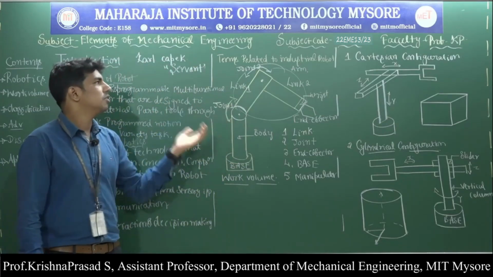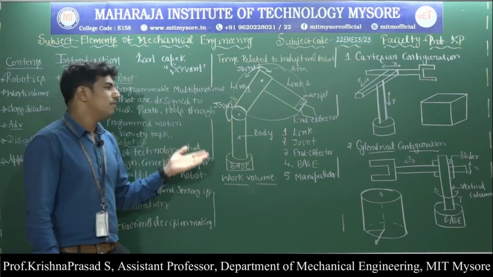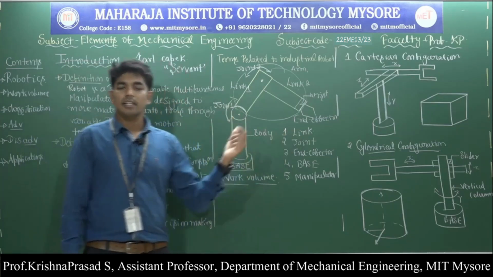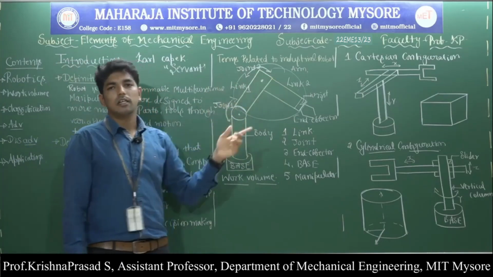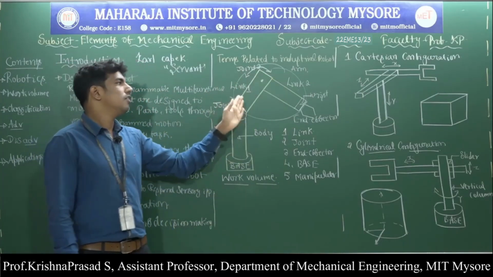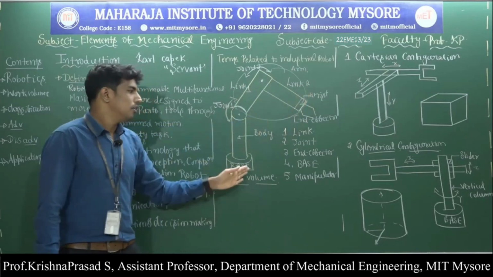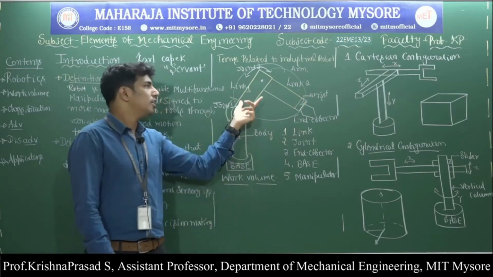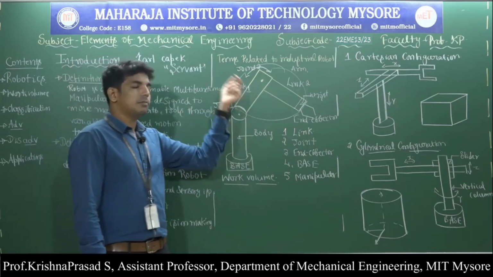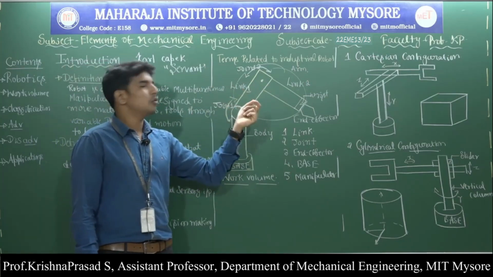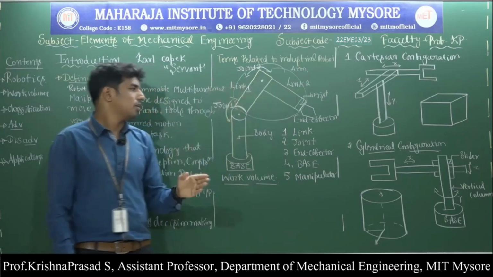I repeat, what are the terms related to the industrial robot? Very first one is the link. A link is a rigid member that connects the joint. Here, the motion of the input link gives the various motion to the output link. Then, what is meant by the joint? A joint integrates the two links together. That means it provides the controlled relative motion between the input link and output link.